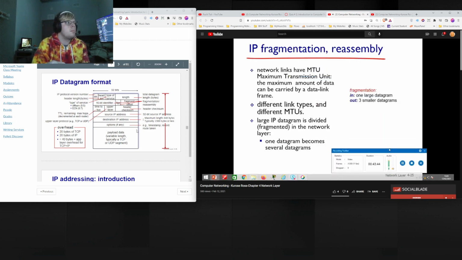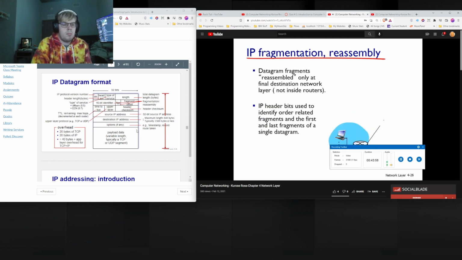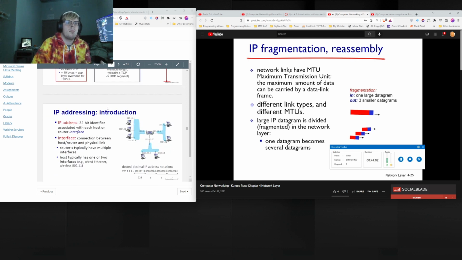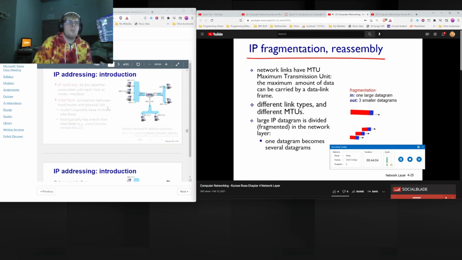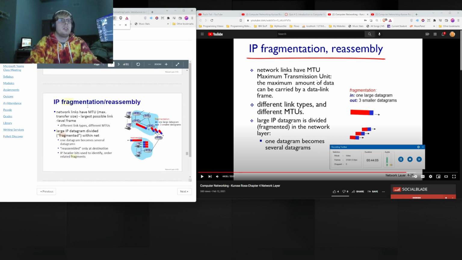Alright, now we talk about fragmentation and reassembly. Fragmentation actually means breaking something, and reassembly means joining back. So network links have MTU. MTU means maximum. This is the issue now, because of fragmentation.